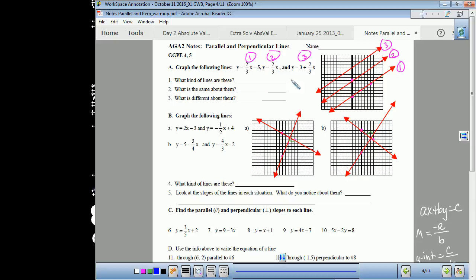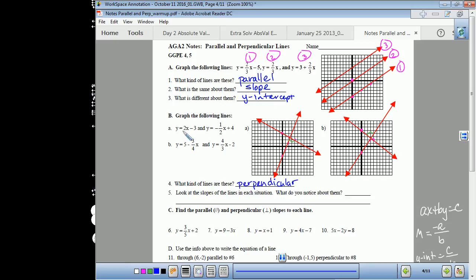Okay, it sounds like we're done. So, in part A, if we look at these, all of these are parallel. What do we notice that's the same about them? They have the same slope. What's different? The y-intercepts. So lines that have the same slope are parallel. Okay, on B, what we should have noticed is these two are perpendicular and these two are perpendicular. Perpendicular is telling us it's forming right angles.